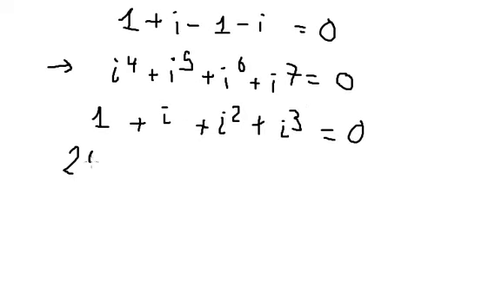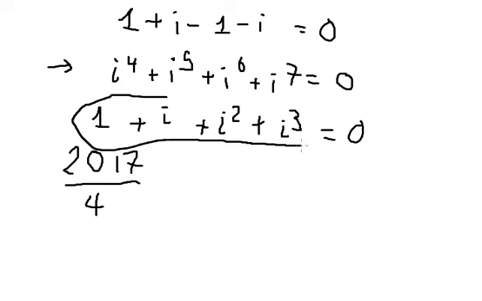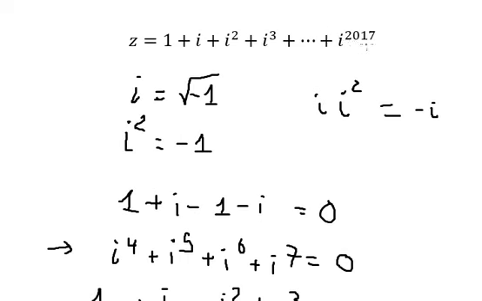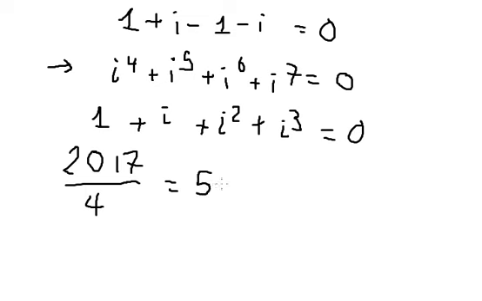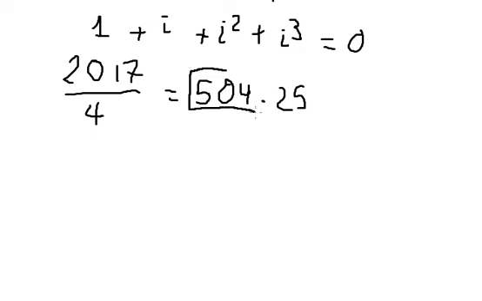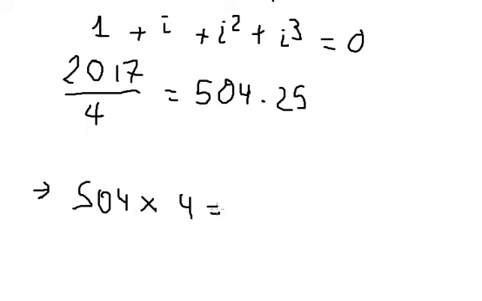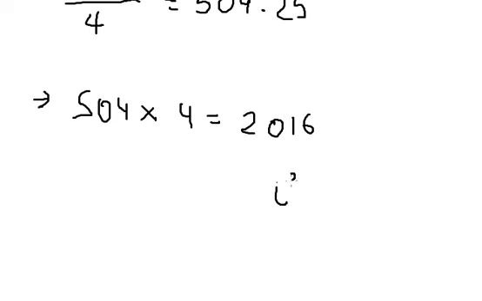So we need to use 2017. We divide by 4, because every cycle like this has 4 units. That's why we need to find the location of 2017. And here we have 504 remainder 1. That means we use 504 in here and multiply by 4, so this one we have 2016. That means we have i to the 2017, so this one we will have i to the 2016.